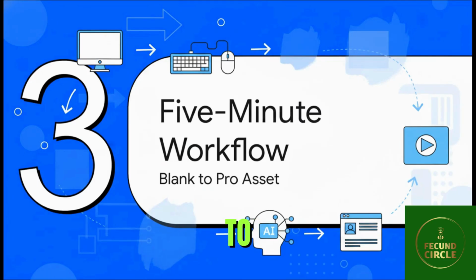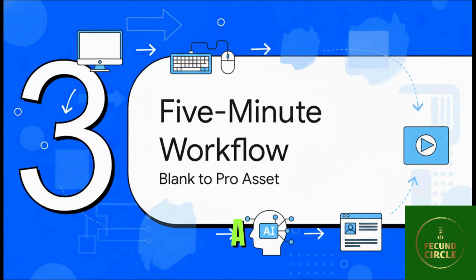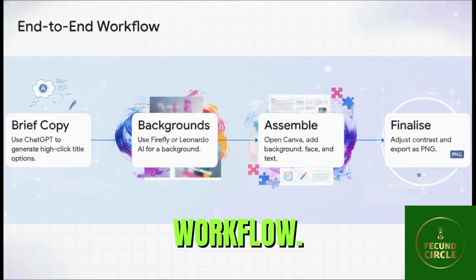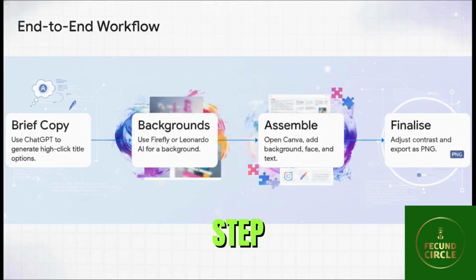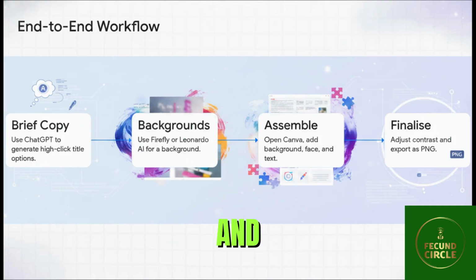Okay, let's put those tools to work in section 3, the 5-minute workflow. This is your step-by-step tutorial to go from a blank screen to a pro-level asset. The really crucial point here is that this is a strict linear 4-step workflow. It's incredibly straightforward. Step 1, you brief your copy. Step 2, you generate your visual background. Step 3, you assemble the pieces. And step 4, you finalize the design. That is the entire end-to-end process. And once you get the hang of it, executing all 4 of these steps takes literally under 5 minutes.